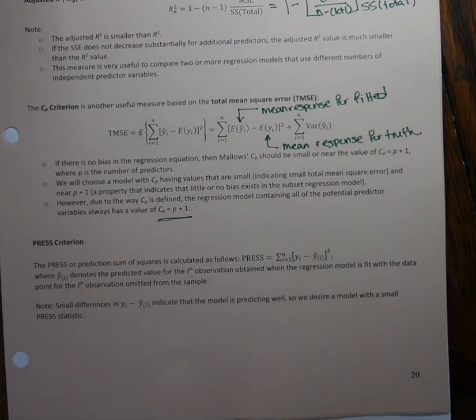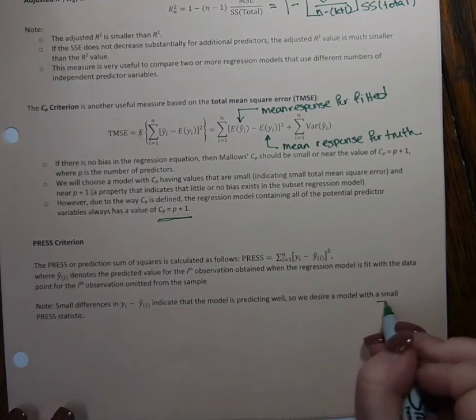Finally, another criterion that we could consider is what is called the PRESS criterion. The PRESS, also known as the prediction sum of squares, we've got the formula for it here. What it's looking at is the predicted value for the ith observation obtained when the regression model is fit with the data point for the ith observation omitted from the sample. In other words, we pull out each piece and we see what happens. Note here that small differences in y_i minus y hat_i, where y hat_i is the one with the ith observation removed, indicate that a model is predicting well, so we desire a model with a small PRESS statistic.